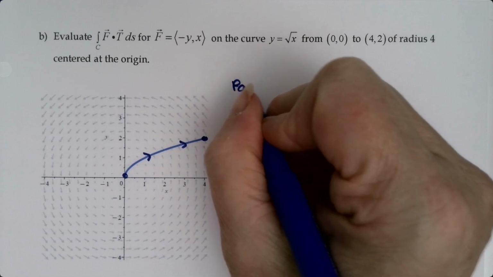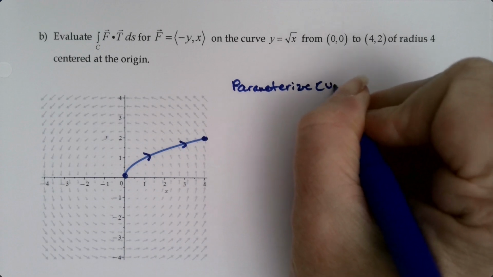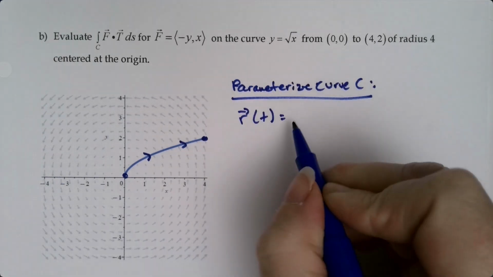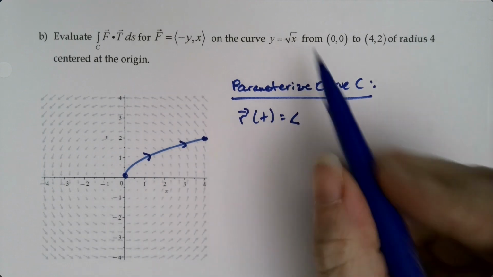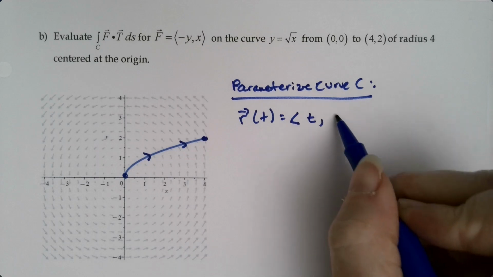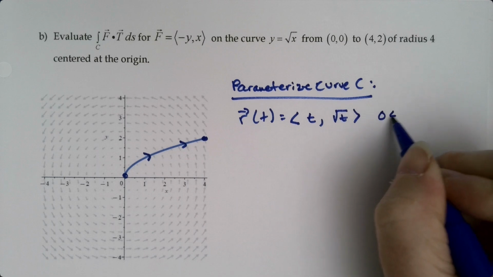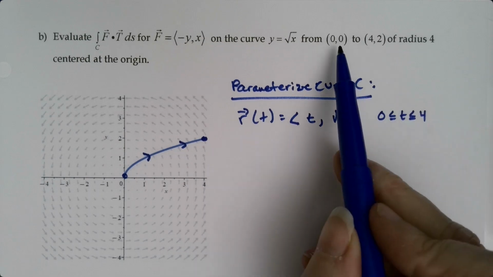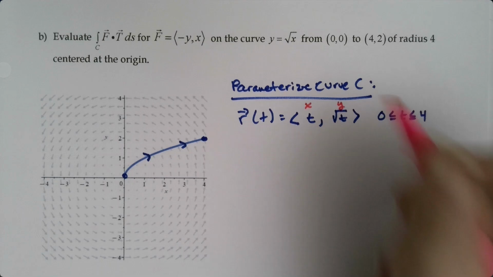So we're going to parameterize our curve, r of t. The easiest way to parameterize is to make t your x, and therefore the square root of t would be your y. And we're going from 0 to 4, right? Because if x is your t value, then this end is x is 0, this end is x is 4. So these are now your t values. Now remember, this is now x and this is now y.